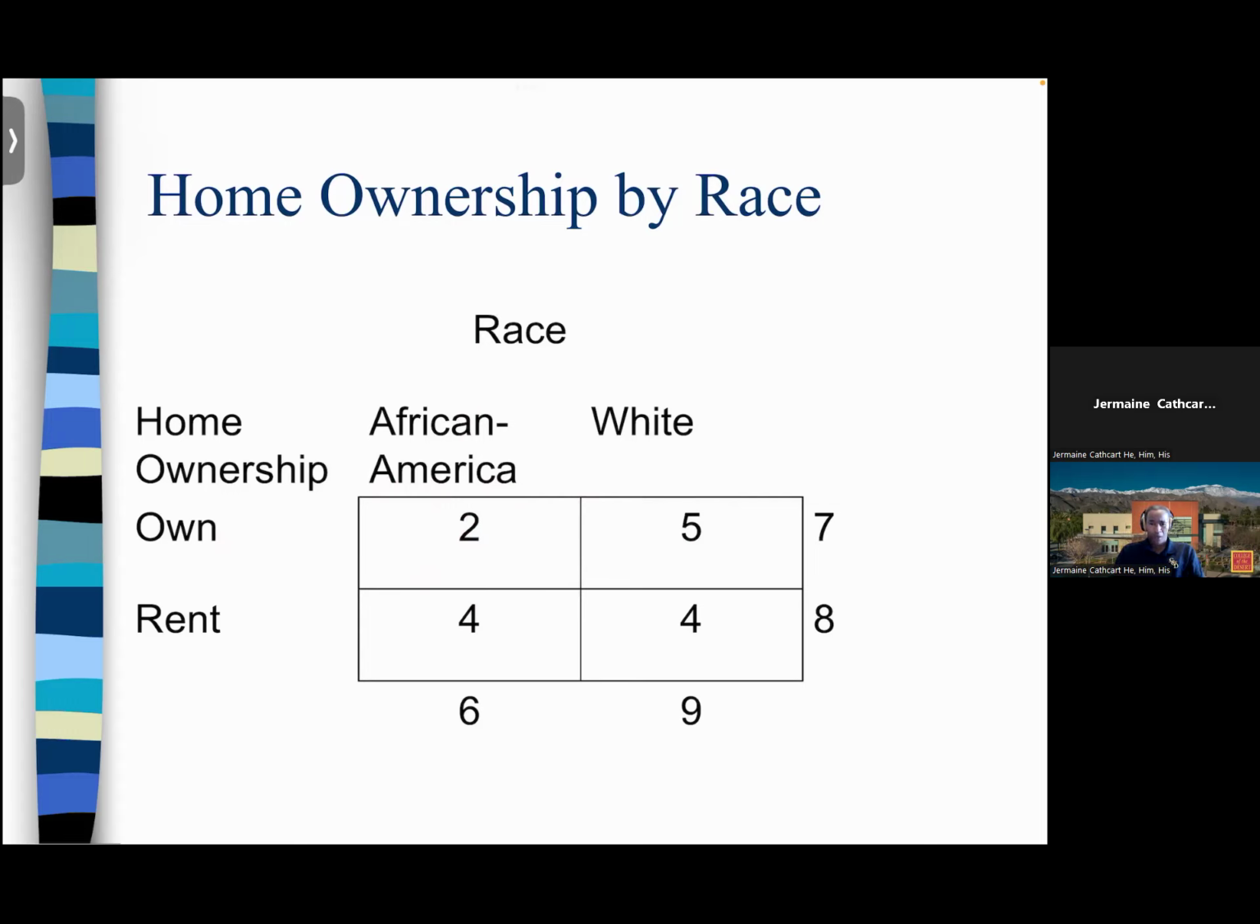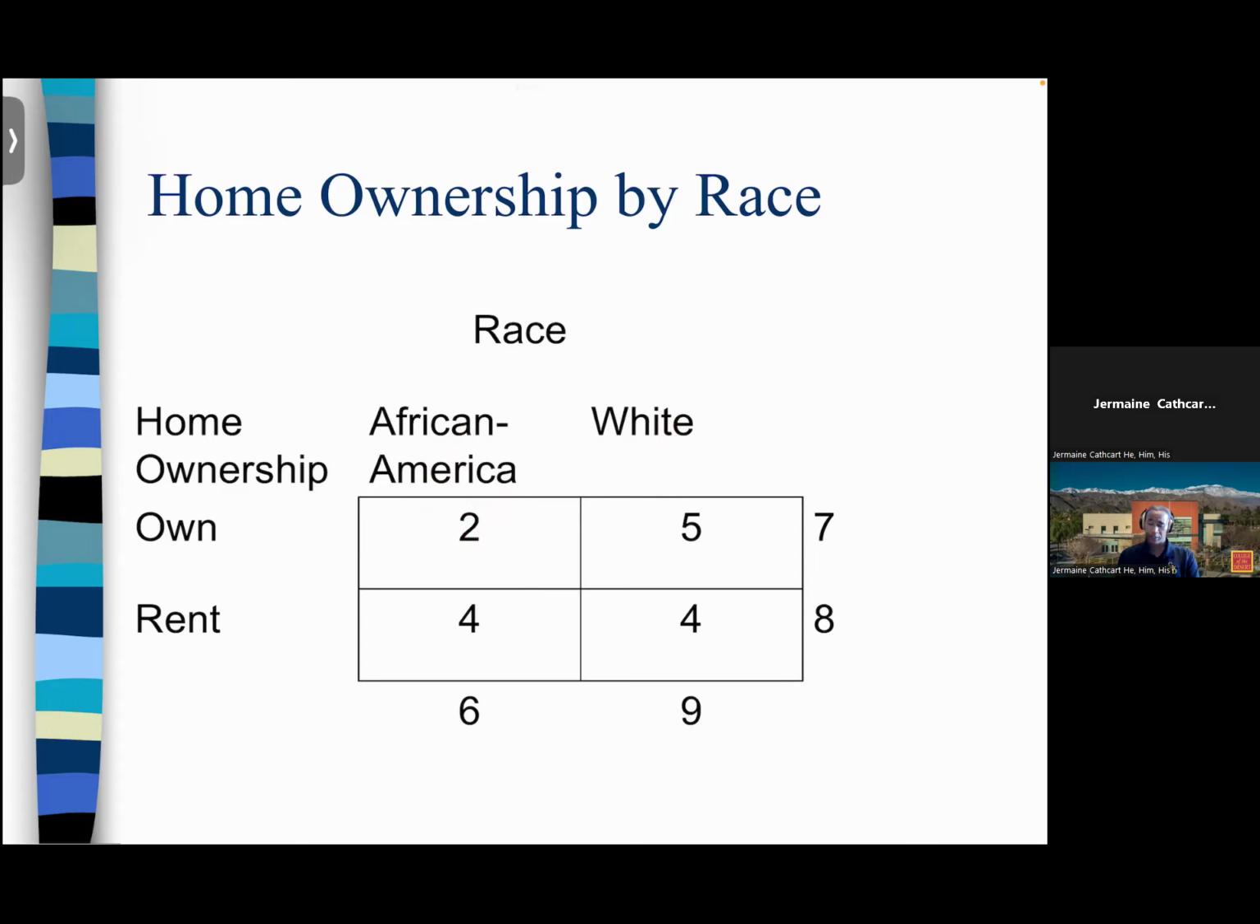Now, looking at this data, we just have frequencies in the cells. So this is a cell. A cell is an intersection of a column and a row. So if we're looking at African Americans, how many of them own? There's two. How many of them rent? Four. When you look at white Americans, how many own? Five. How many rent? Four.